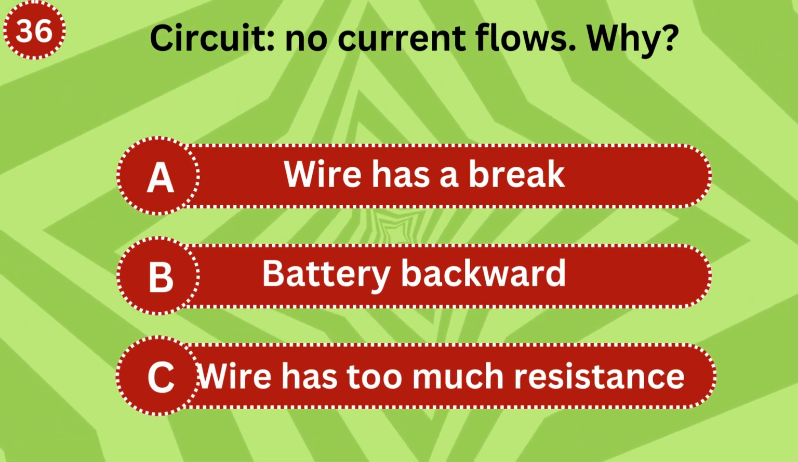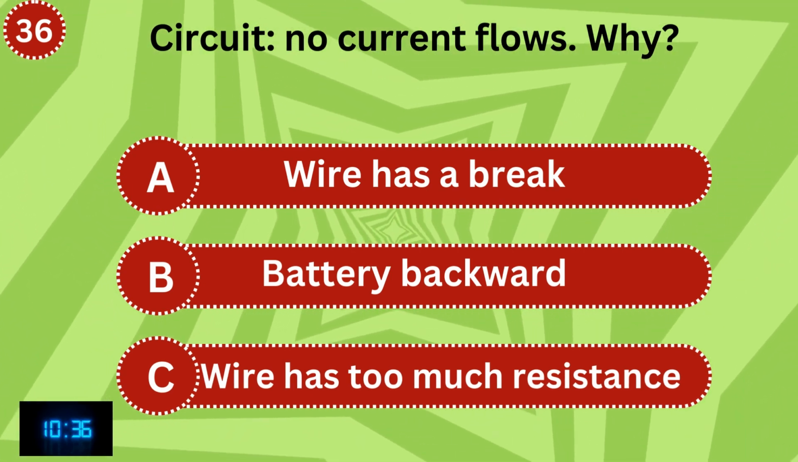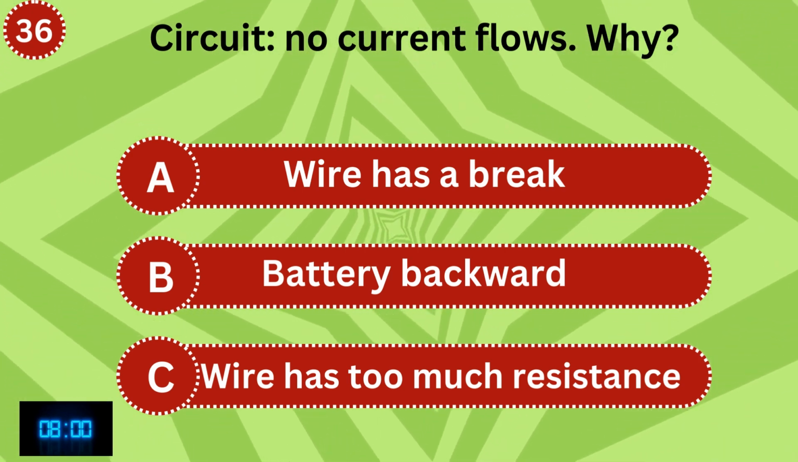Circuit. No current flows. Why? Wire has a break. Battery backward. Wire has too much resistance.